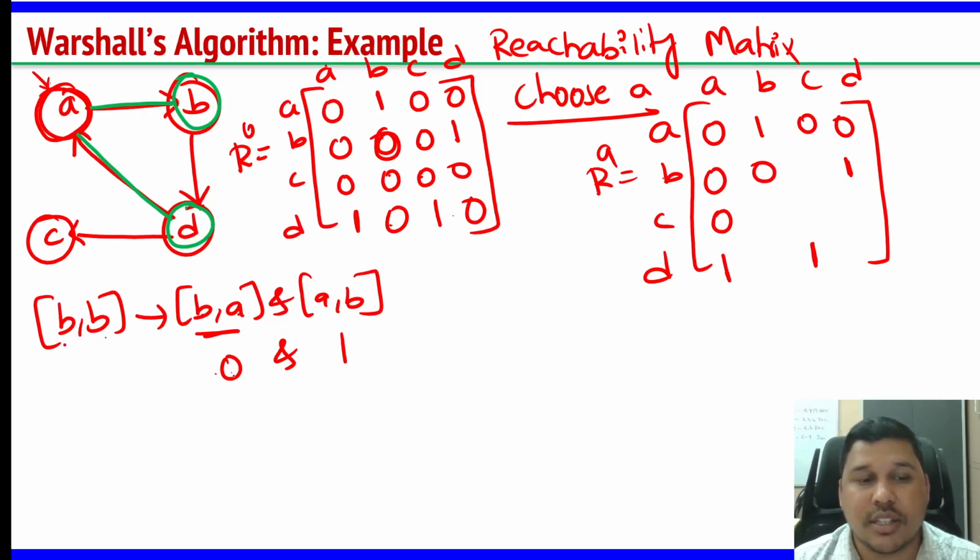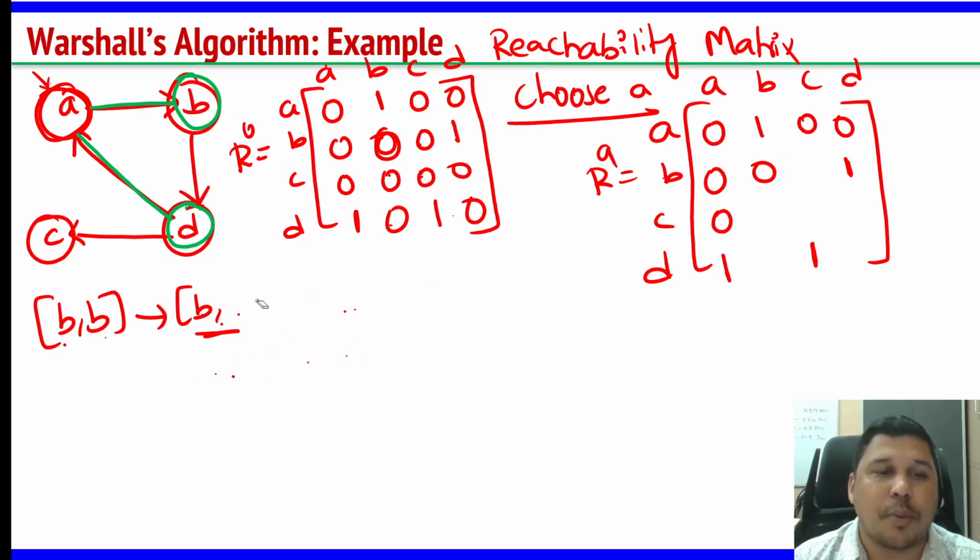So this is 0 and 1. You can even assume this as bitwise AND. This value is 0, this is 1. Bitwise AND means if anyone is 0, it is 0. The rule here is, if both the values are 1, then only you can create an edge. So B to A is not possible.